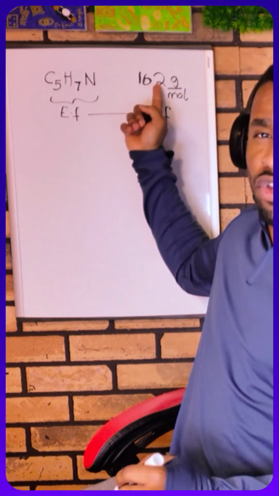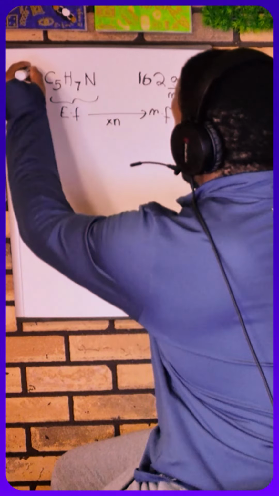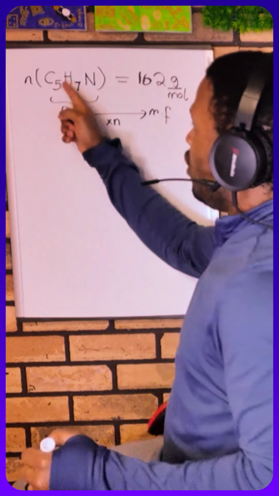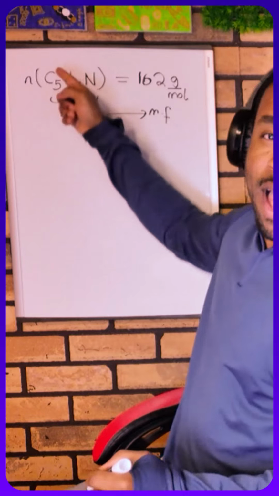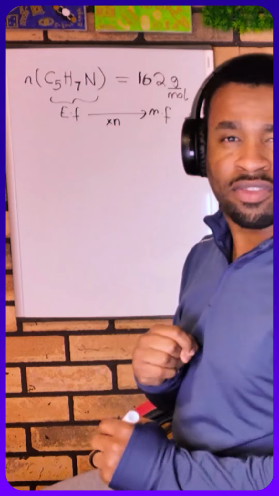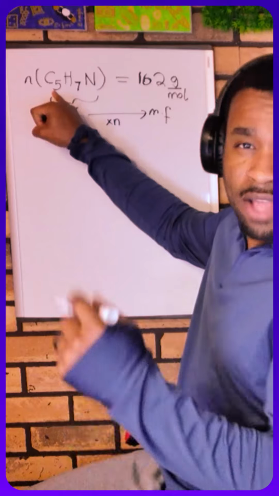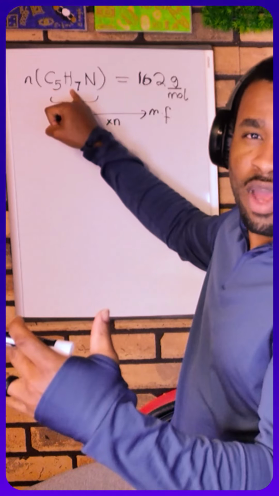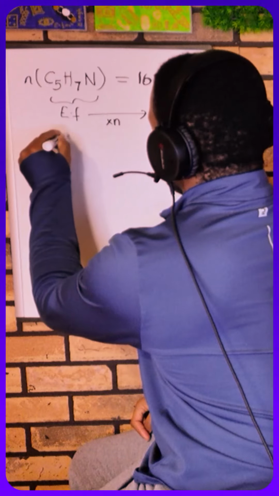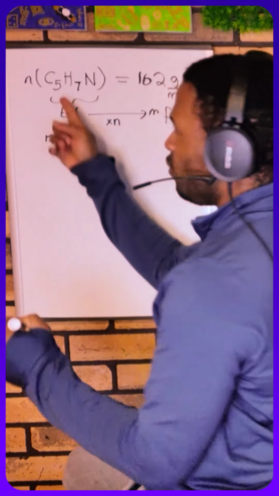So we're going to find a factor which determines the equivalence between the empirical formula and the molecular weight. To accomplish this, first we need to get the sum of the atomic masses in the empirical formula. Here we know carbon to be 12.01, and we have 5 of it, and we're going to add it to hydrogen.